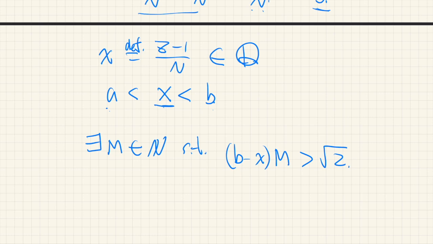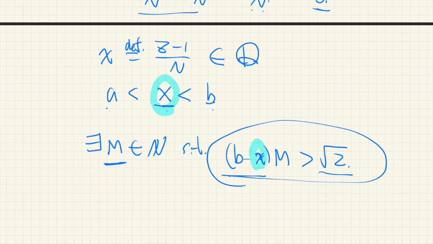So b minus x is a positive number because b is greater than x. So for any positive number, any real number, in this case square root of 2, we can always find a natural number m such that this inequality holds according to Archimedes' principle.